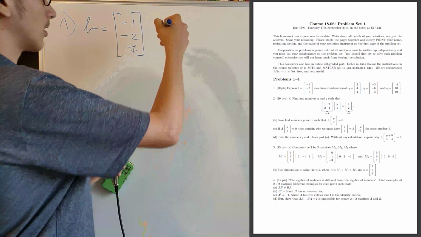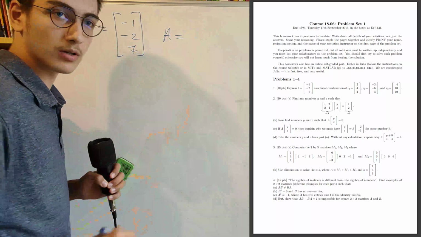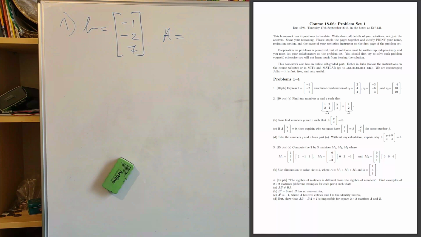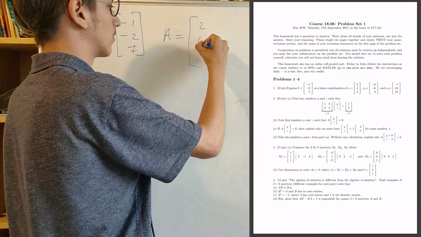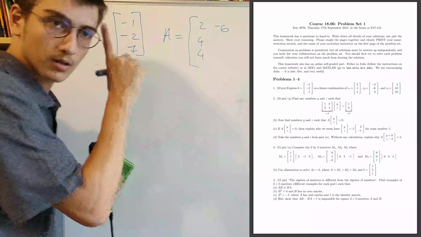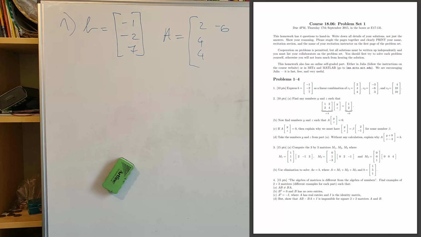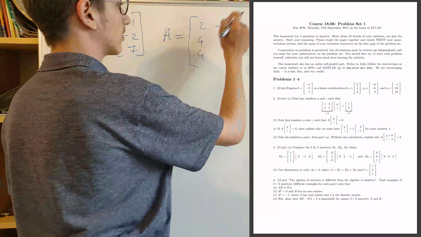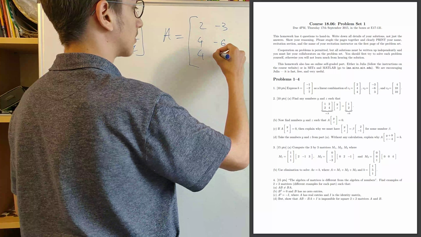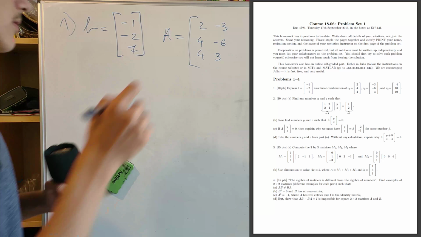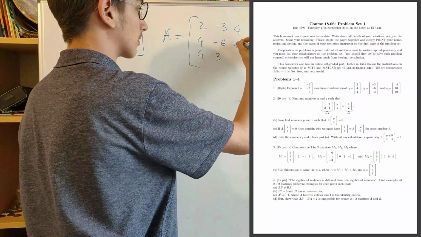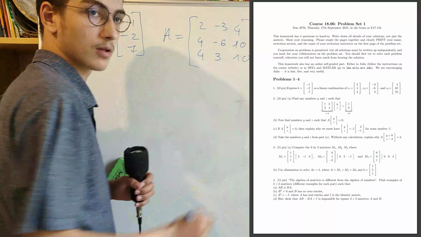So A, can you see? I think we can. A is equal to 2, 4, 4, minus 3, minus 6, 3, and 4, 10, 10. You can't see, but okay.